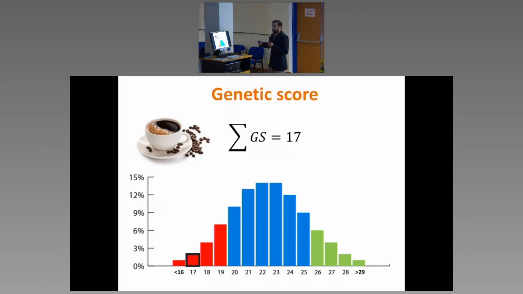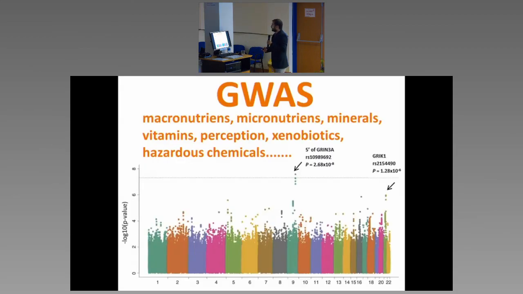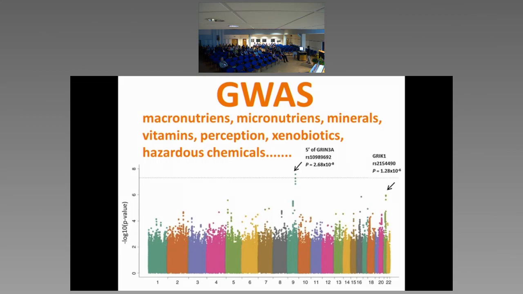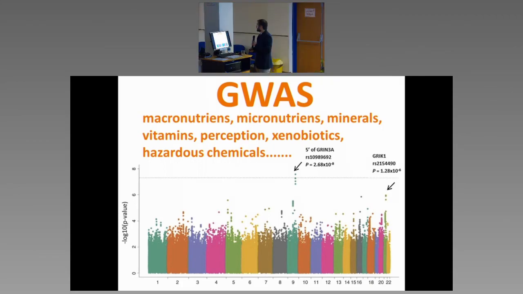So where does all this information come from? GWAS, Genome-Wide Association Studies. There are plenty of public data. They are focused on micronutrients, minerals, vitamins, perception, xenobiotics or drugs, hazardous chemicals like alcohol or others. And all these data together can improve the information about human health.